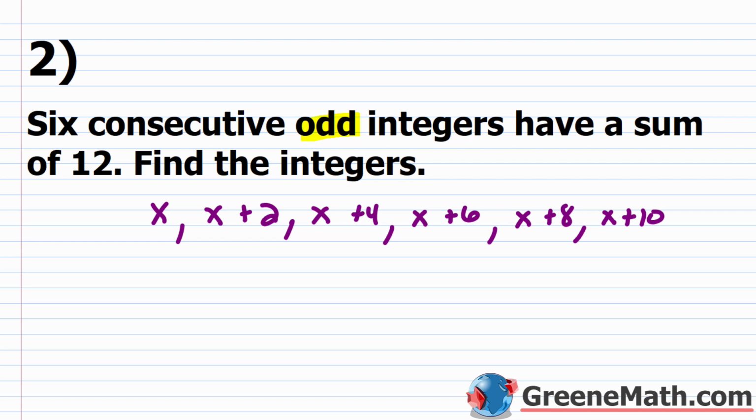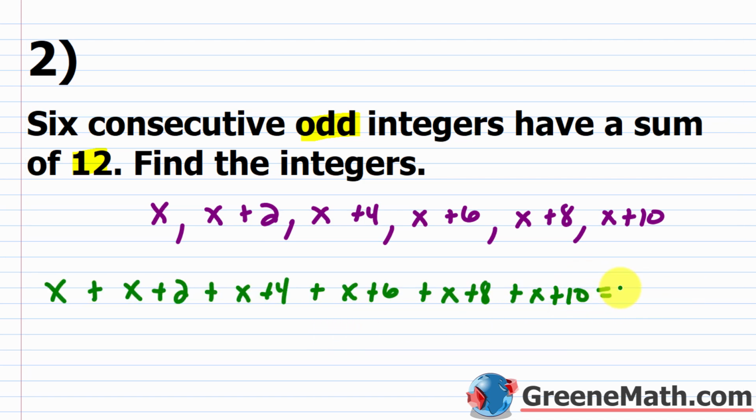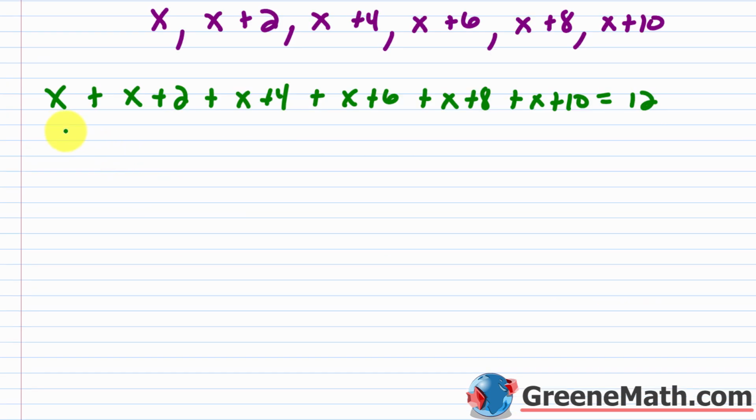Now it tells us that the sum is going to be 12. So I'm just going to take x plus x plus 2 plus x plus 4 plus x plus 6 plus x plus 8 plus x plus 10 and set this equal to 12. Okay, so I have 1, 2, 3, 4, 5, 6 x's. So I'm actually just going to put this as 6x here. And then 2 plus 4 is 6.